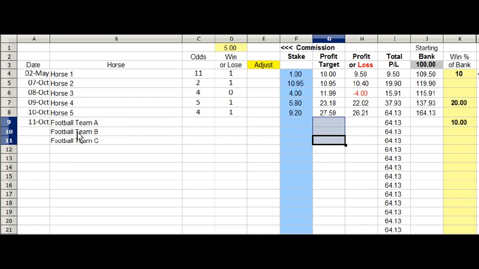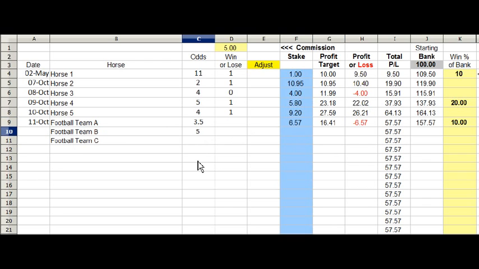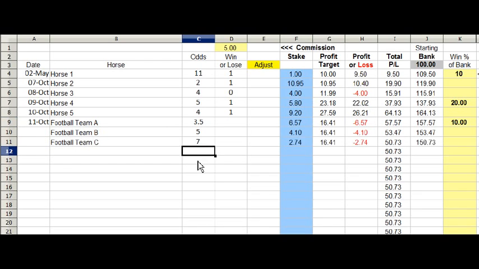So I'll put some odds in for these three teams, 3.5 and 5 and 7 or something, and you can see now that the profit target there of 16.41 is retained at 10% of the previous line above for the bank. So this profit target won't update unless you put another date in there.